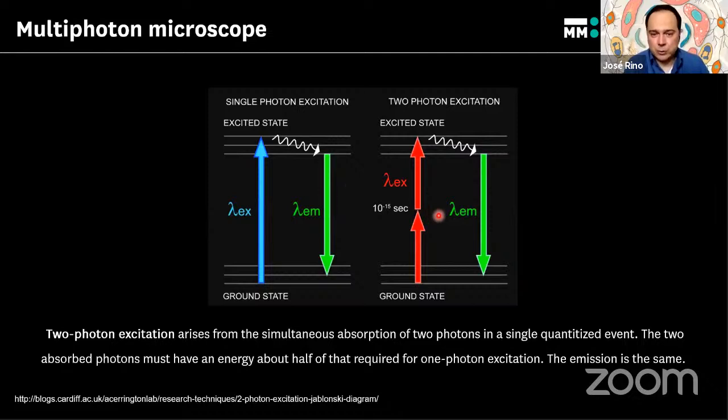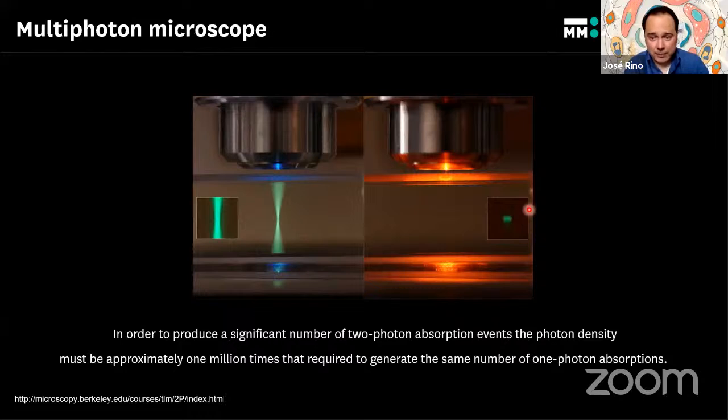They will be absorbed as one by the electron in the ground state, which will get excited in the same way and then lose energy due to vibration and rotation. Tom explained this, and then emit a photon in the same way. So the emission is exactly the same. It's the excitation that's different. This is a very rare event. Okay, it's very difficult to have excitation by two photons, and it's so rare indeed that you need a photon density approximately 1 million times higher than what you have in traditional one photon absorption to generate fluorescence.